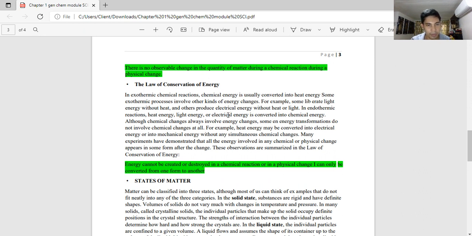Okay, in an exothermic reaction, chemicals will convert into heat energy, and some exothermic processes involve other kinds of energy changes. For example, some liberate light energy without heat, and others produce electrical energy without heat or light. In the endothermic reaction, the heat energy or light energy or electrical energy is converted into chemical energy. All throughout, chemical changes always involve an energy change.